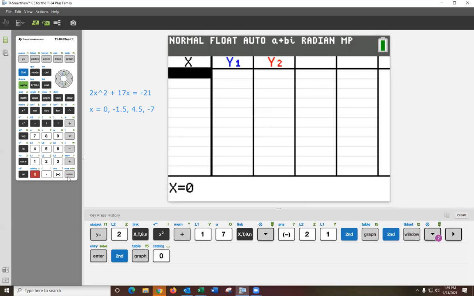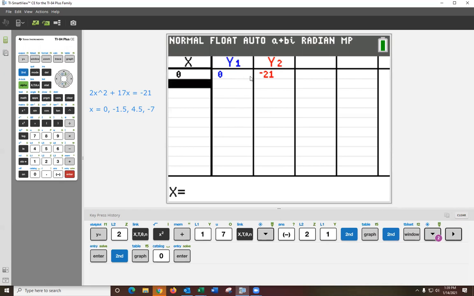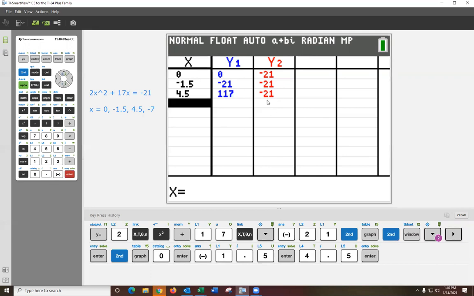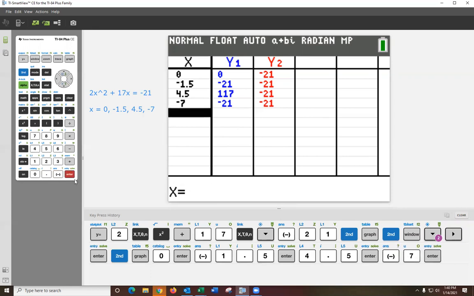So I can say, hey, when x is 0, what's y? Hey, they don't match. Yeah, we knew that. So 0 is not a solution. Okay. How about -1.5? We got a match. All right, -1.5, it's a solution to the equation. Hallelujah. How about 4.5? Nope, not a solution. It does not make the left side of the equation and the right side of the equation equal each other. How about -7? Those match as well. Hot dog.